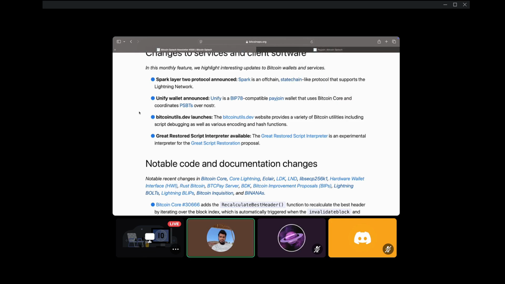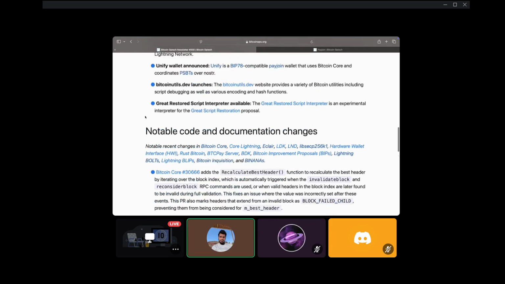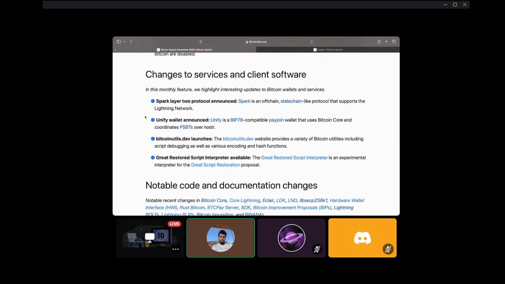All right. The third one is, where do we go? Bitcoinutils.dev launches. The Bitcoinutils.dev website provides a variety of Bitcoin utilities, including script debugging as well as various encoding and hash functions. What is this website, Bitcoinutils.dev?